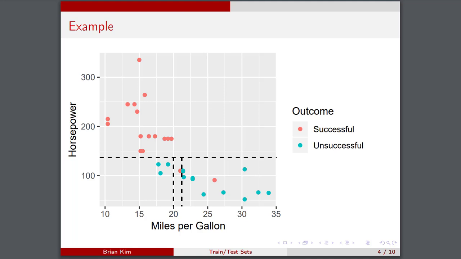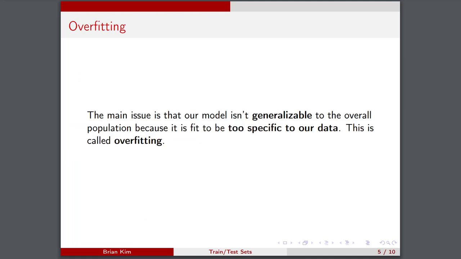And generally what's going to happen is that because you stretched it out to fit that one data point, it's not going to generalize well. When you get new data in, it's not going to predict well for the values in that narrow band, because we based our conclusions on one data point. So the main issue here is that our model isn't generalizable to the overall population.